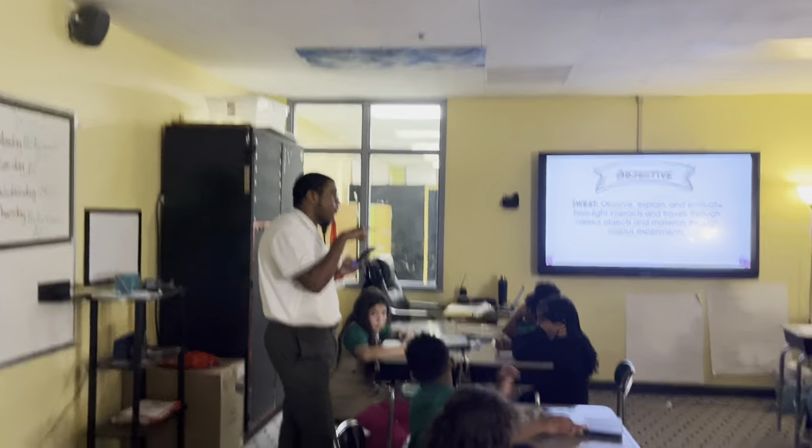Michaela, perfect. Can you read the objective for us? Observe, explain, and evaluate how light interacts and travels through various objects and materials through various experiments. Thank you. So today, as Michaela just read, we're going to see how light interacts through different things. You all are going to be broken up into groups and be able to interact and explore with those, and we'll get more into that later.